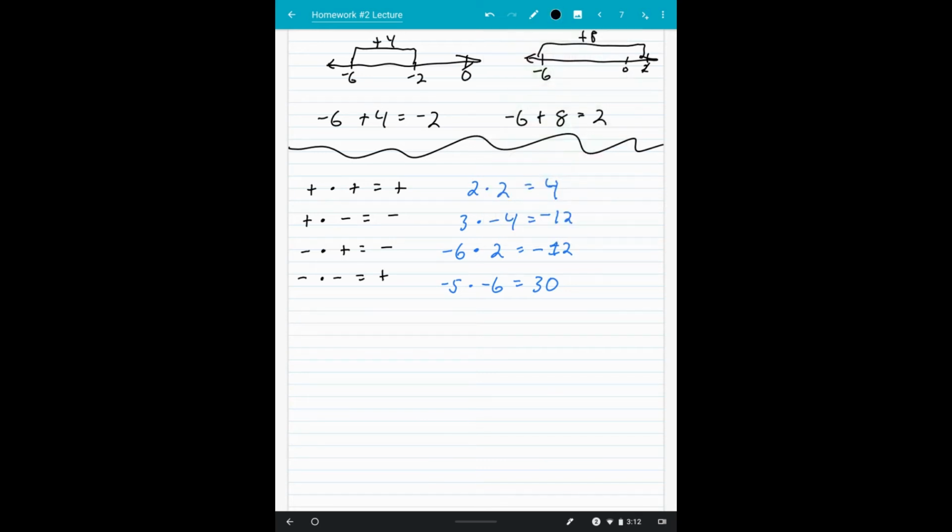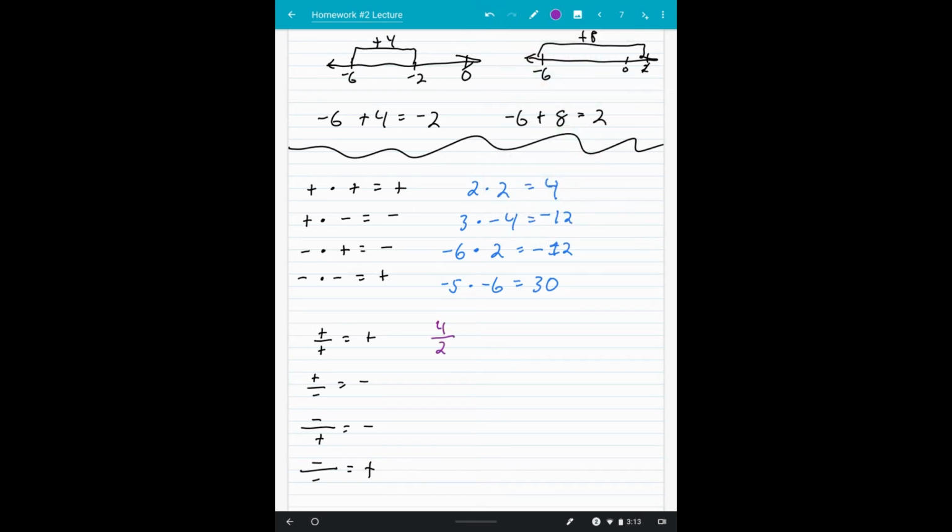Same thing with division. If we have a positive divided by positive, we get a positive. Positive divided by negative, we get a negative. A negative divided by positive, we get a negative. And a negative divided by negative, we get a positive number. So if I have 4 divided by, I'll do a different color. Let's do purple, just to differentiate.